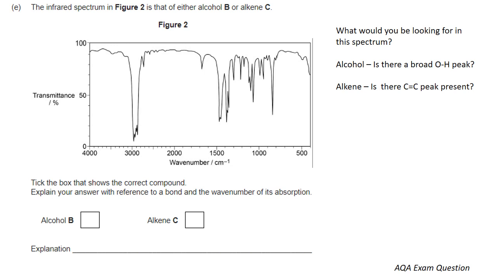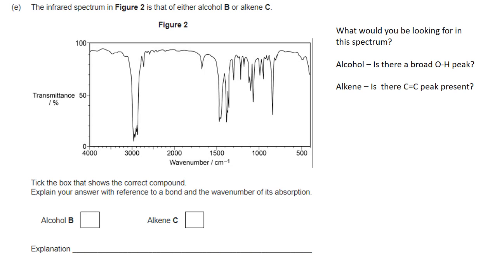So what would you be looking for in the spectrum if you're trying to distinguish between an alcohol and an alkene? If it's an alcohol, we're expecting there to be a broad OH peak, and if it's an alkene, we're expecting there to be a C=C peak present. So pause the video, have a look for those features.